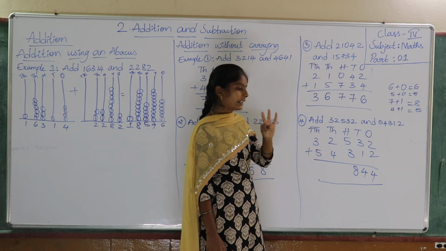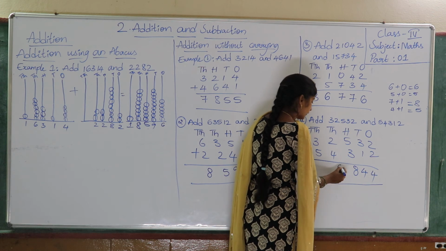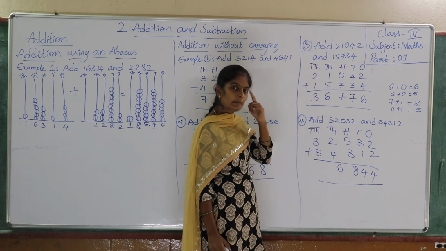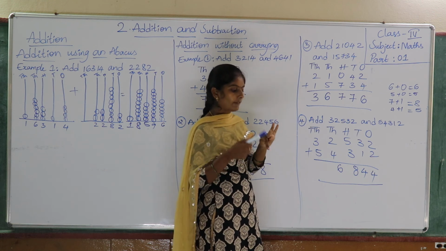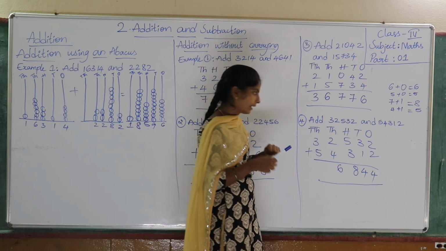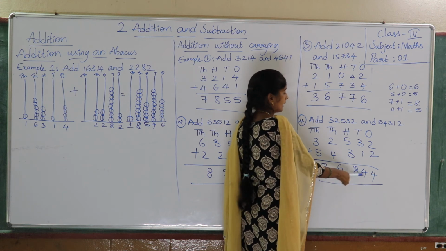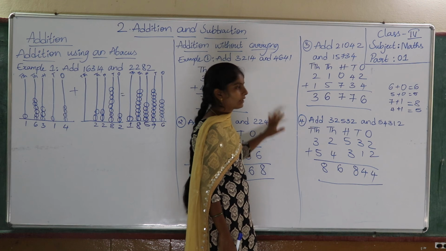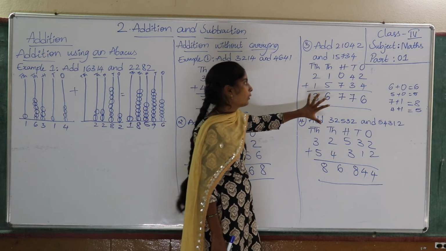After 2, 3, 4, 5, 6. So 6 here. 10,000. 3 is the number. So 3 in the mind, 5 on your fingers. After 3, 4, 5, 6, 7, 8. So what is our answer? 86,844. So any 4-digit or 5-digit number if they give you, first we should write them in the place value chart, then do the addition.